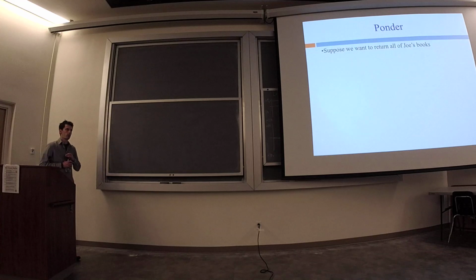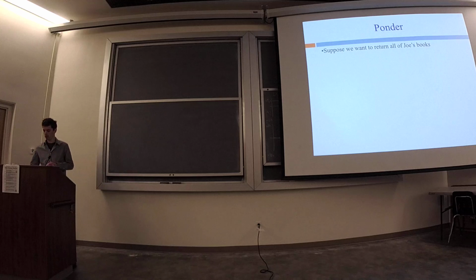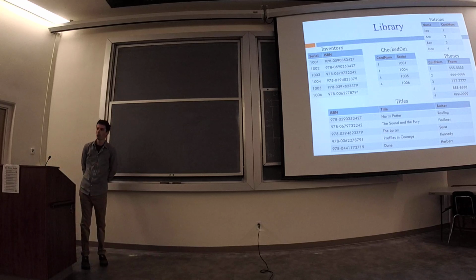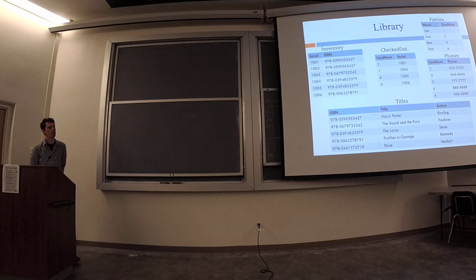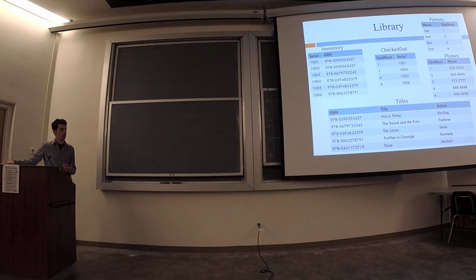Okay. So moving on. Question. Let's say we want to return all of Joe's books in the library database. So return just means, here's the library. What does it mean for a person to have a book? Like what would that mean in this database? How is that represented? There's a row in the checked out table. So to return a person's book, we would want to remove rows from the checked out table. If we wanted to return all of Joe's books, then we would need to remove all of the rows in checked out corresponding to Joe's card number.